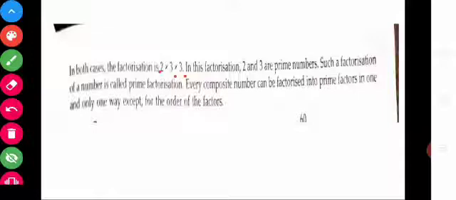In this factorization, 2 and 3 are prime numbers. Such factorization of a number is called prime factorization. Every composite number can be factorized into prime factors in one and only one way, except for the order of the factors.